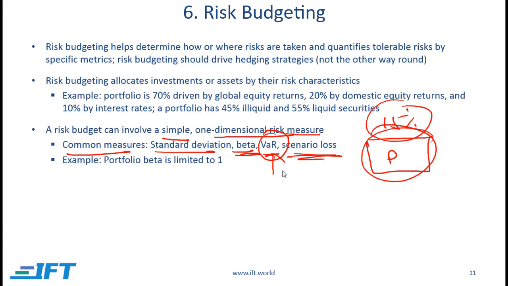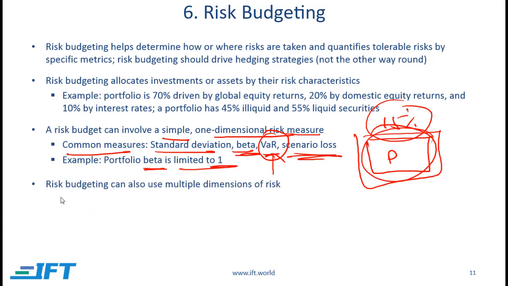An example would be that we have defined our portfolio and we are saying that the risk is measured using beta and we don't want to take a risk more than market risk. So we can say that the beta is limited to 1.